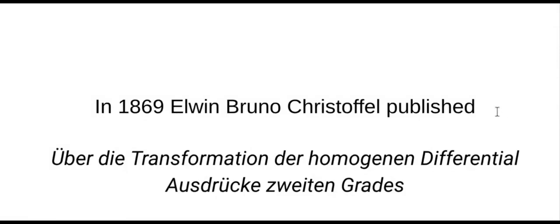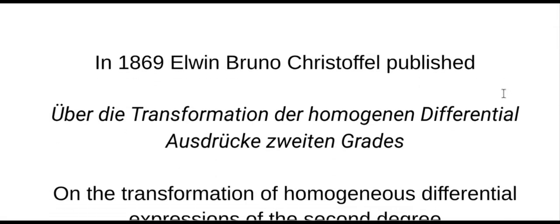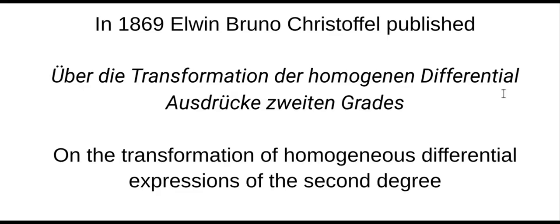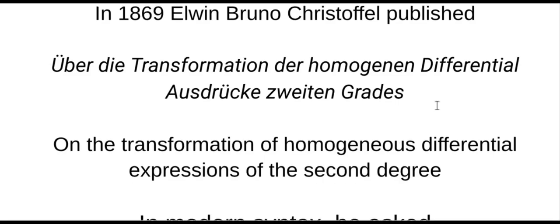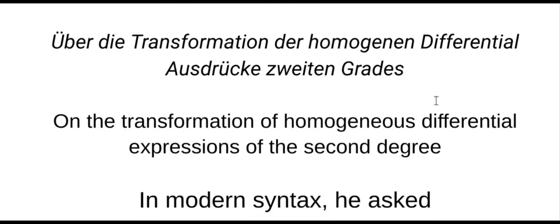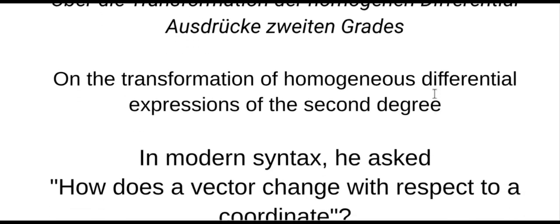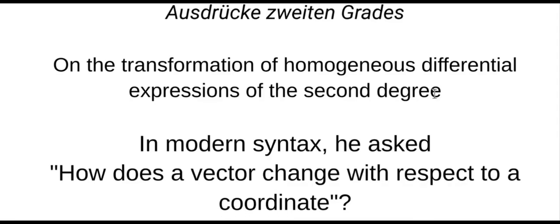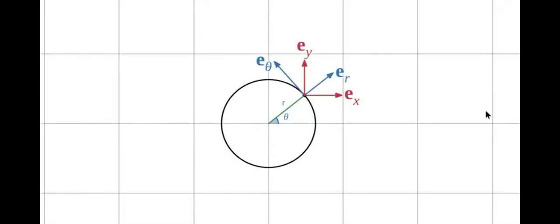Okay, I really am going to try to attempt that. Here's what it means: on the transformation of homogeneous differential expressions of the second degree. Now, I'm going to translate this into modern syntax. He simply asks this question: how does a vector change with respect to a coordinate? So let's go look at that.